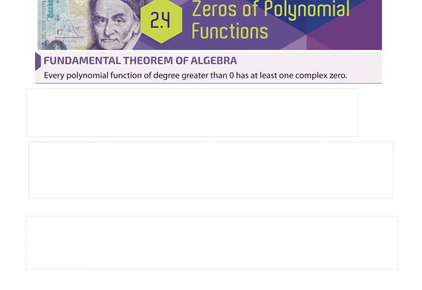Zeros of polynomial functions. Fundamental theorem of algebra. It says every polynomial function of degree greater than 0 has at least one complex zero. Remember, complex zeros can be real, imaginary, or a combination of real and imaginary.